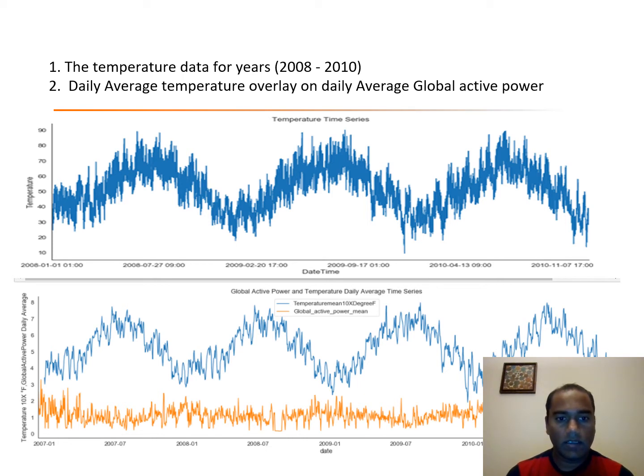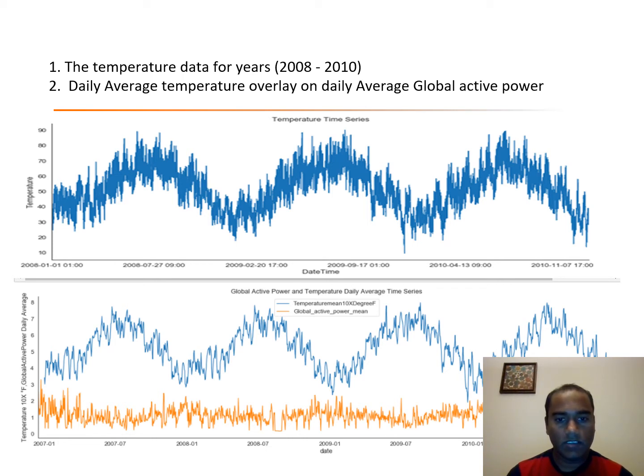The second graph below is the daily average temperature and the daily average global active power, projected over the years. Since the temperature measures are in the 70s, 30s, 40s and 50s degrees Fahrenheit, whereas the global active power is just 4 or 5 units, in order to make the graph we converted the temperature to 10 times smaller units. So in the graph, if you see 3, it means the temperature is 30 degrees Fahrenheit.